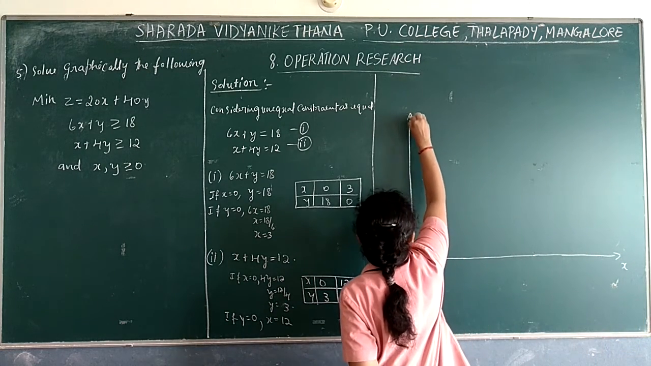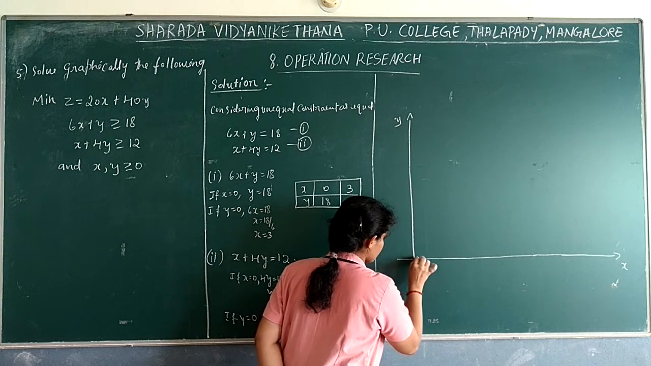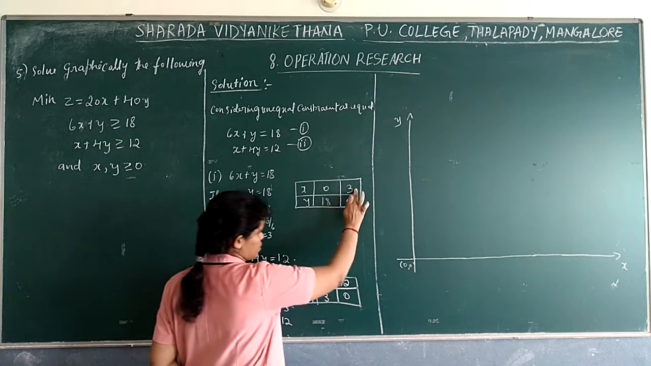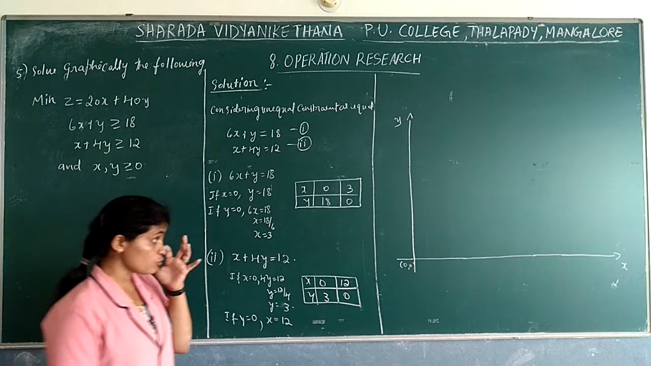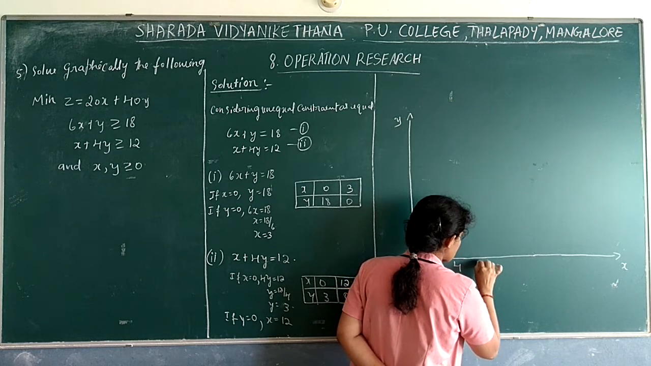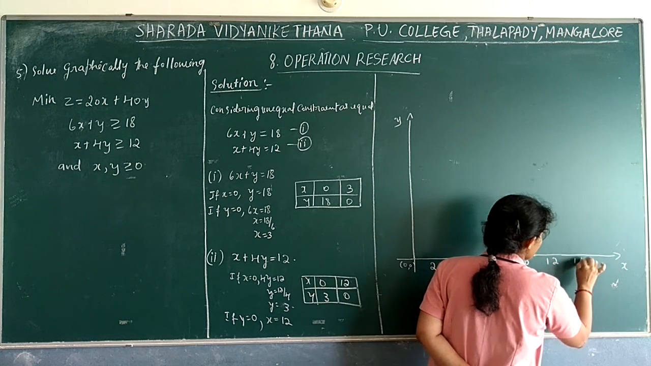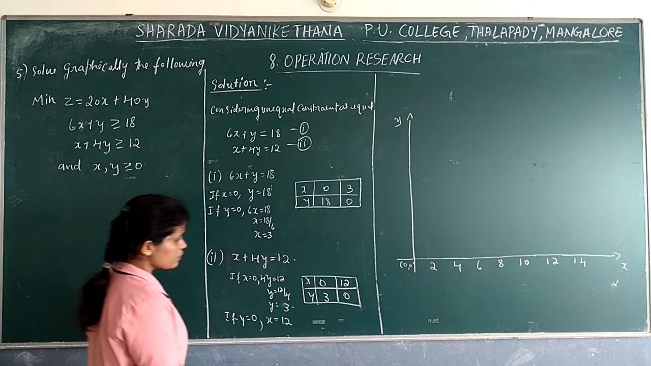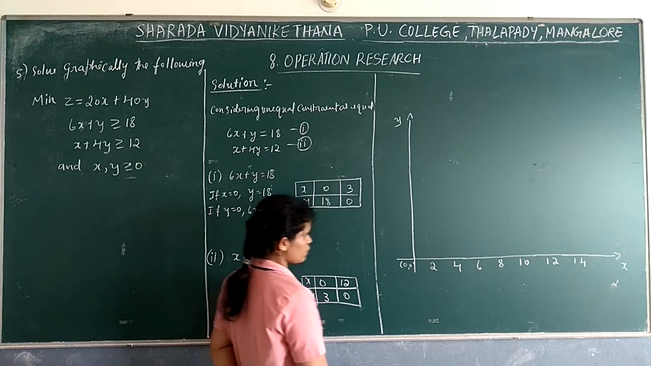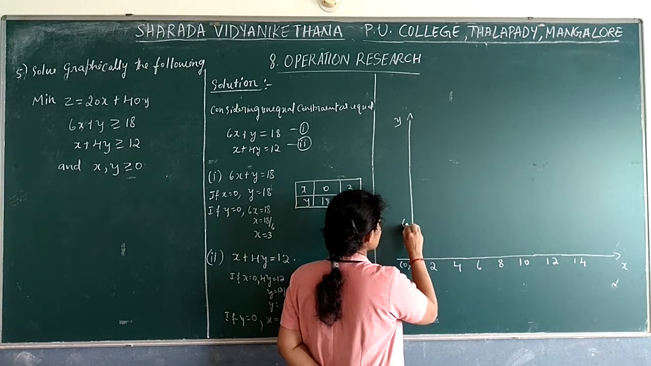X-axis, y-axis. Now see the values. Now the values you see on the x-axis. Here it is 3. We have to extend till 12. So we'll take values as 2, 4, 6, 8, 10, then 12. Next one, that is the y-axis you see. Here it is 18, 3. The smaller one is 3.